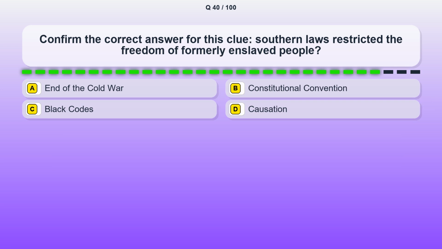Question 40. Confirm the correct answer for this clue. Southern laws restricted the freedom of formerly enslaved people. Option A, end of the Cold War. Option B, Constitutional Convention. Option C, Black Codes. Option D, causation.